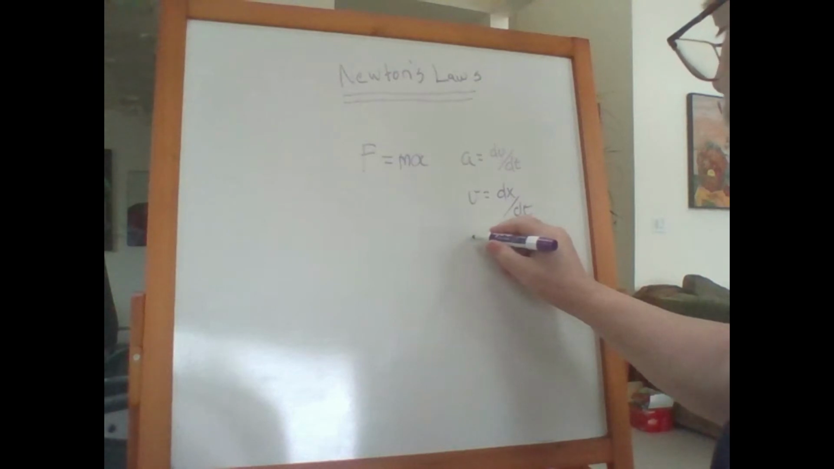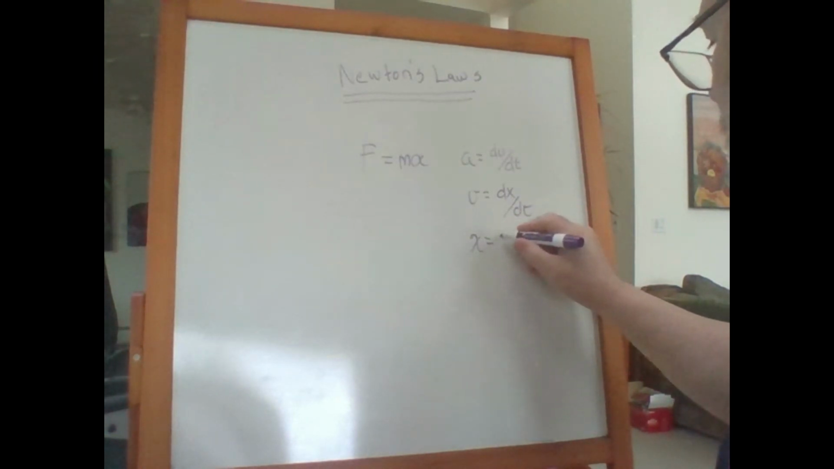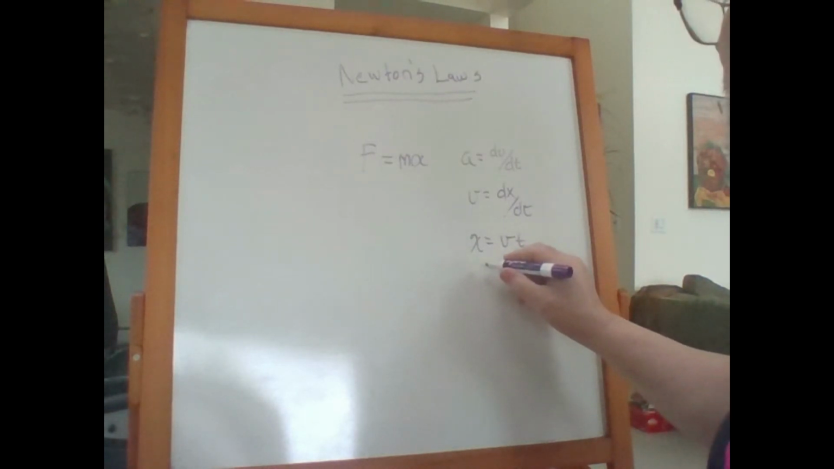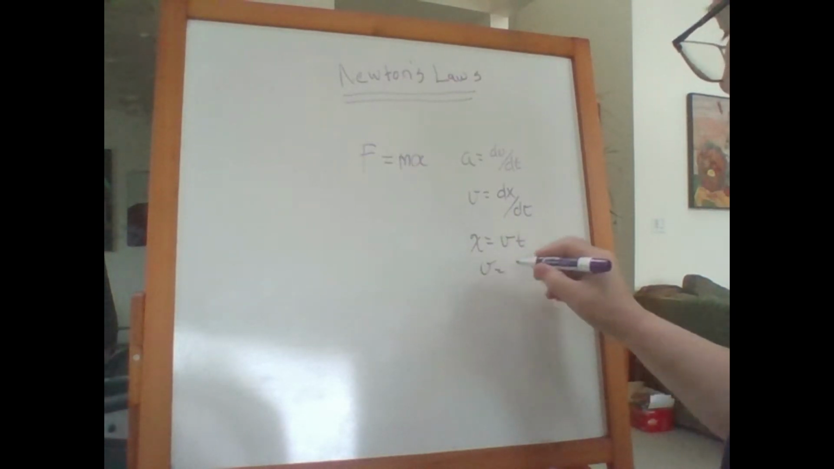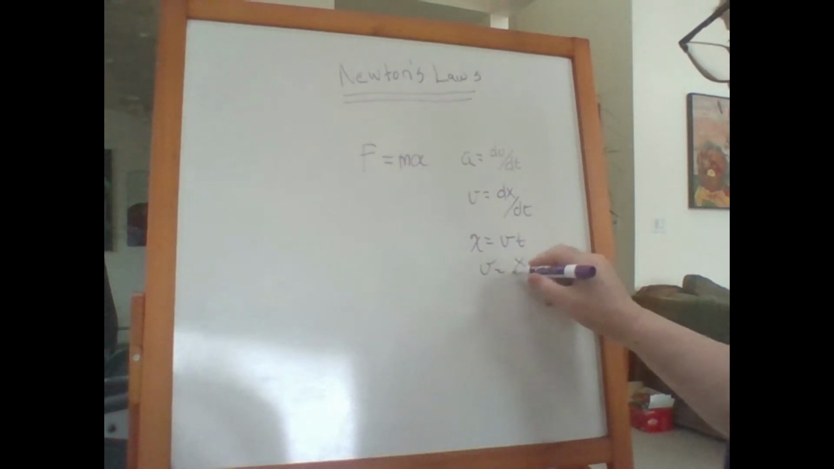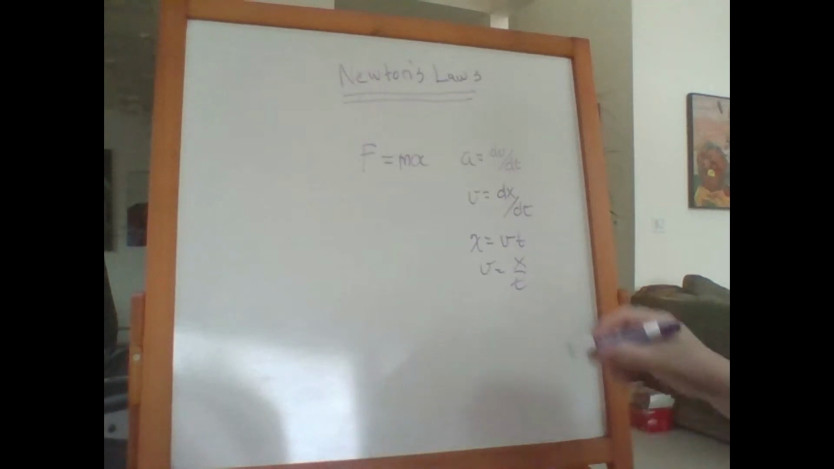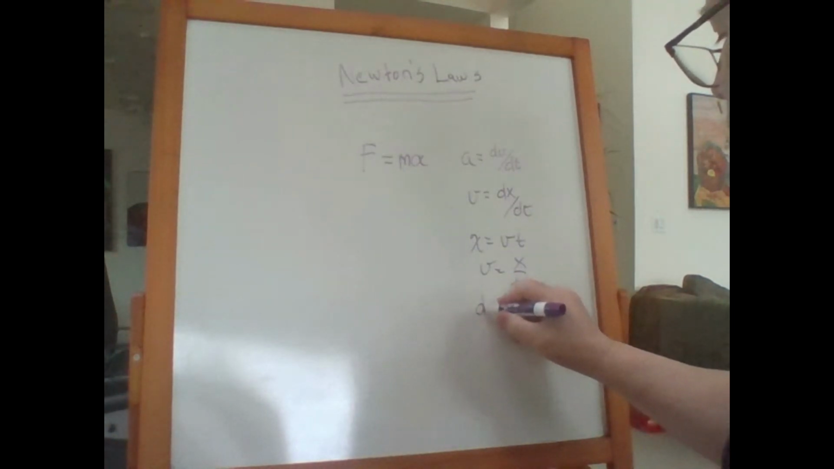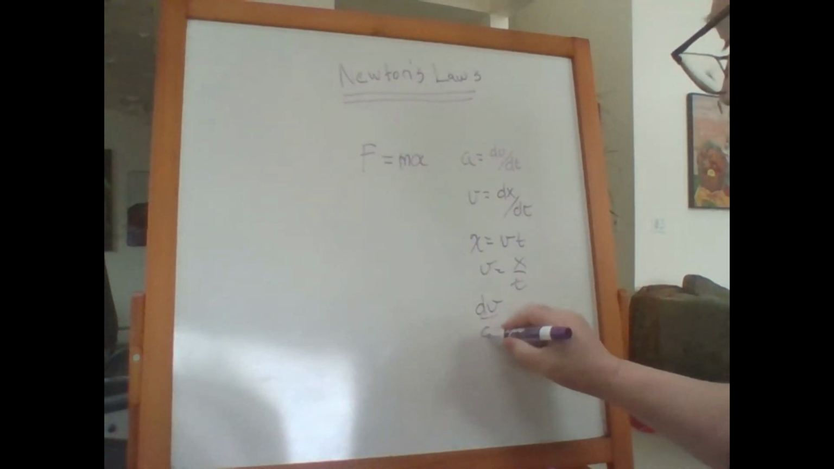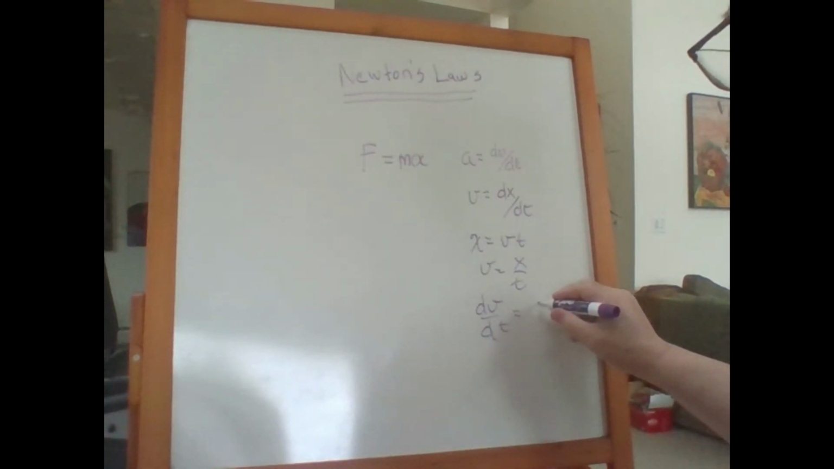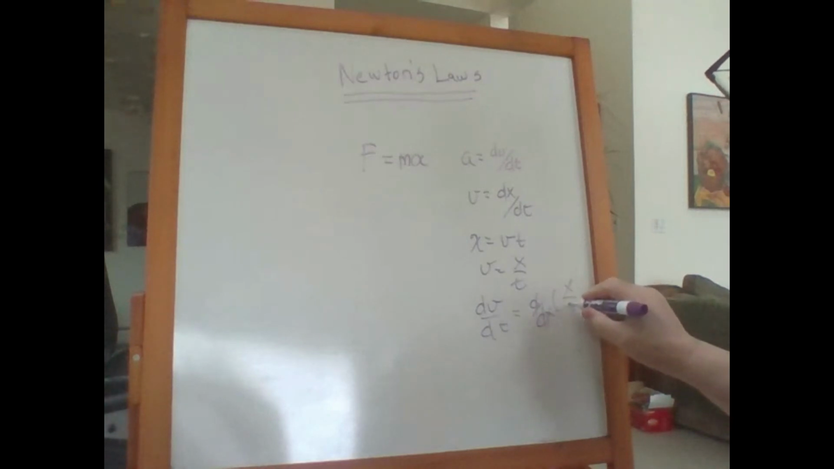Where x equals vt, and so v equals x over t, and so dv/dt equals d/dt of x over t.